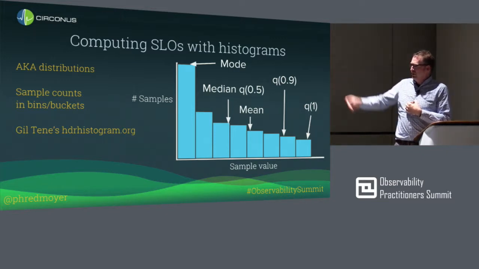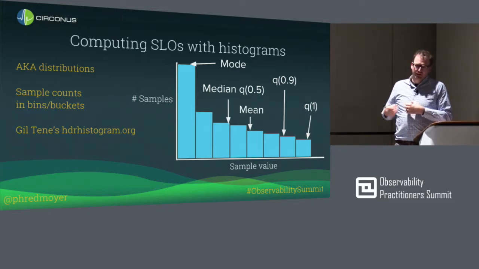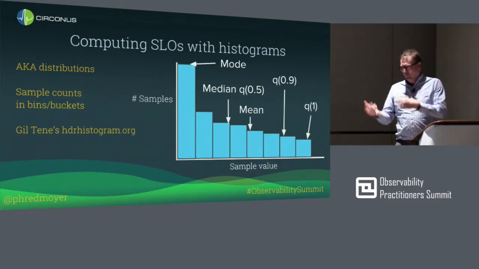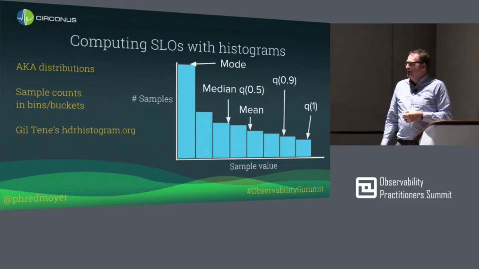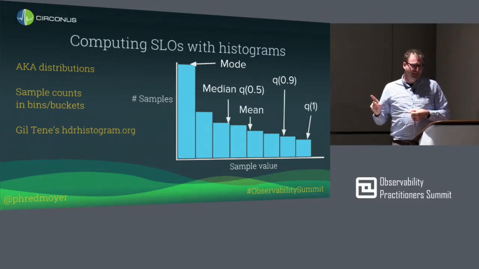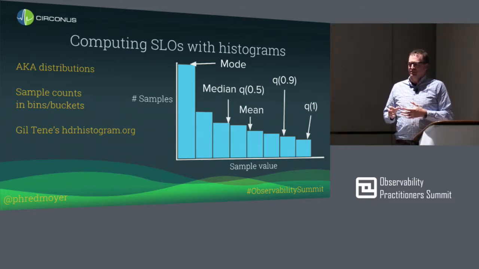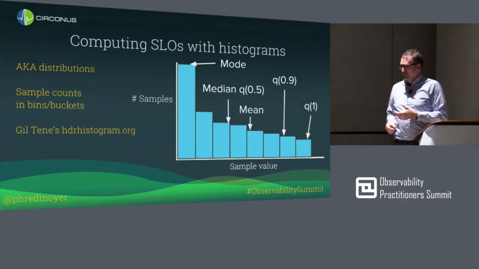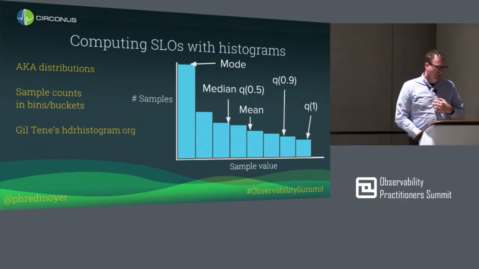The sample counts are in each of these bars, which are called bins or buckets. Wikipedia says bins. Other people say buckets. It doesn't really matter. Glenn Tene has an excellent site, hdrhistogram.org, which details his open source Java log linear histogram. He's also got an excellent video on how to use histograms to monitor latency.